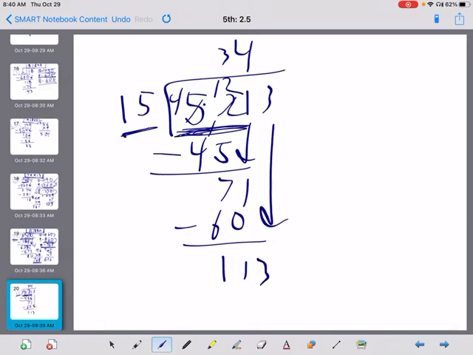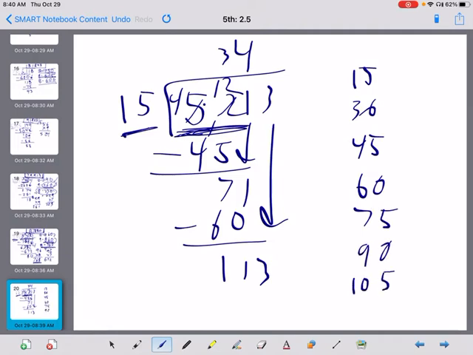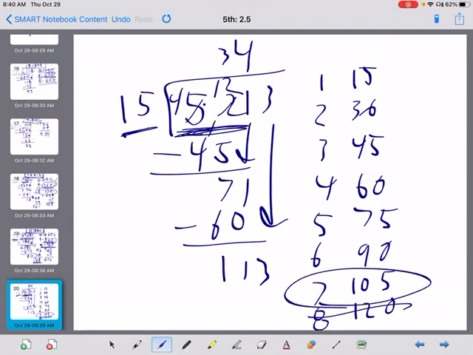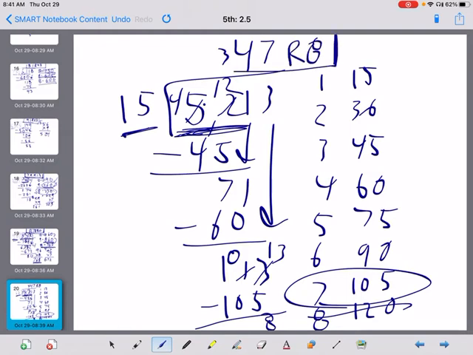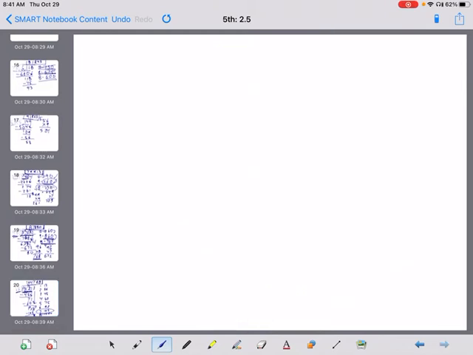Last one to drop down. 15 goes into 113. Well, 15, 30, 45, 60, 75, 90, 105, 120. 1, 2, 3, 4, 5, 6, 7, 8. This is too much, so we're going to have to do this 7 times. 7 times 15, well, we already did it, 105 there. And this becomes 13, this becomes 0. You get 8, so our answer is 347, remainder 8.